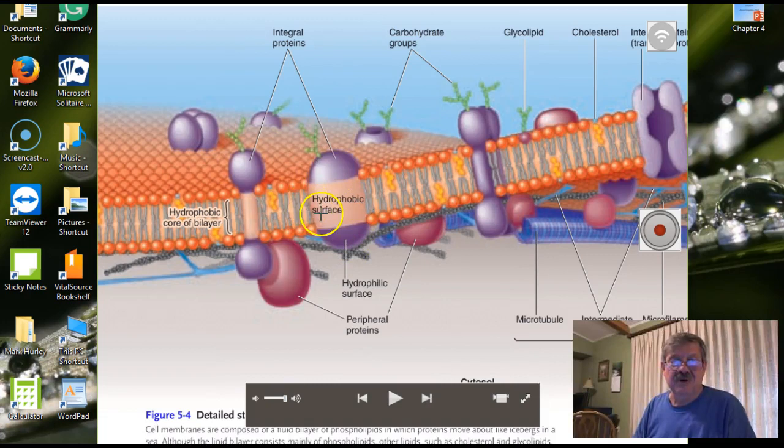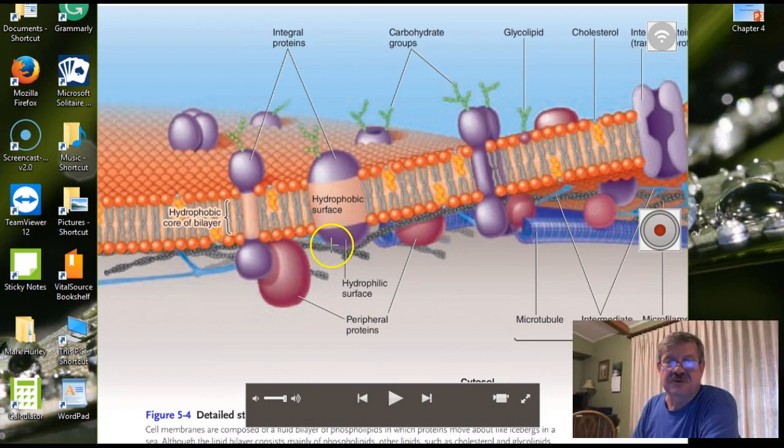Now, the proteins that we have, we looked at this, and the proteins that are embedded in the membrane, like these right here, this one over here, those are referred to as integral proteins. They are integrated into the membrane. Proteins such as this one right here, that are sitting on the surface of the membrane, those are called peripheral proteins.